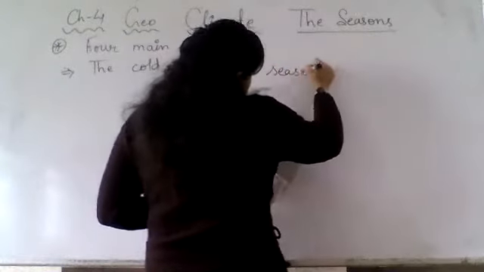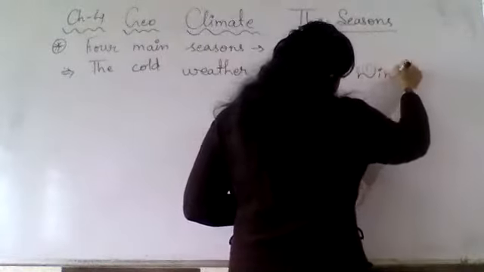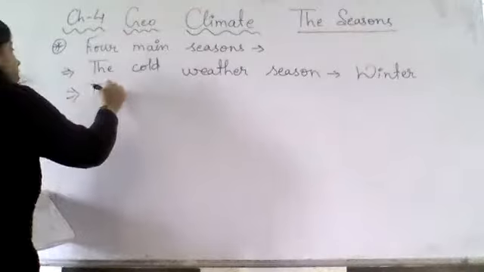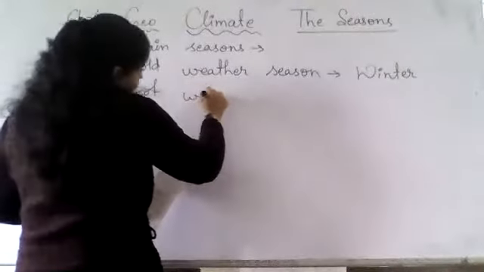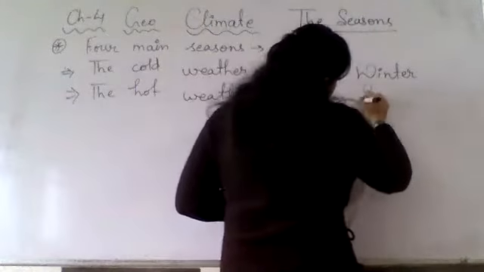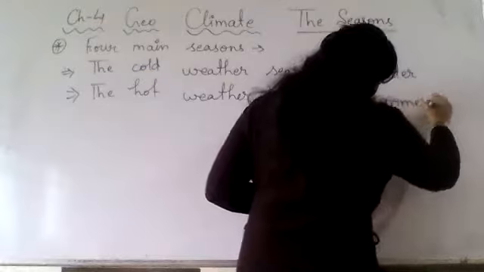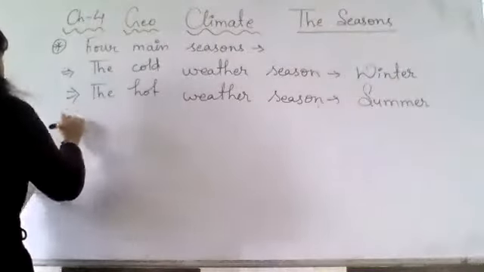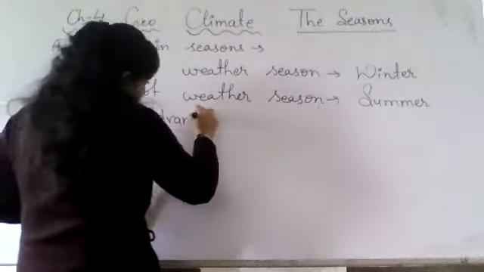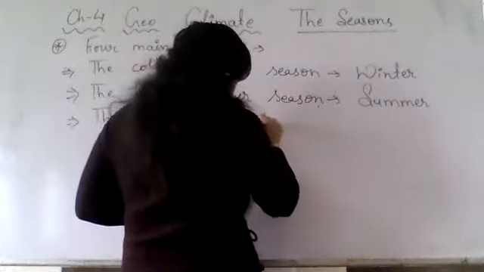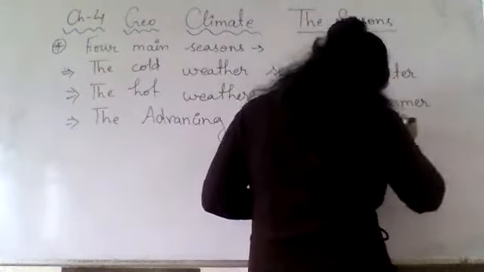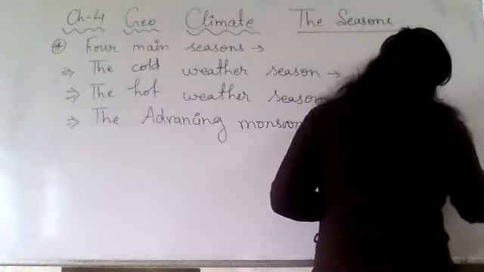the cold weather season, which is called winter. Then we have the hot weather season, which is called summer. You people must be knowing this. Now, the third is the advancing monsoon season. This is the rainy season.